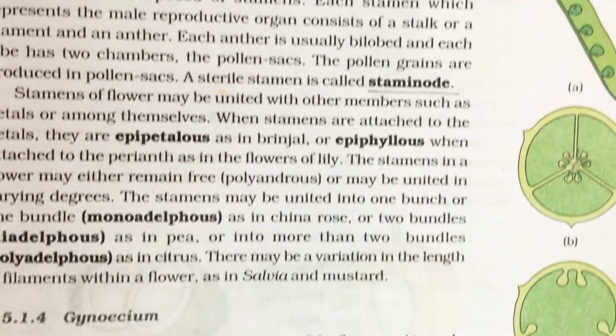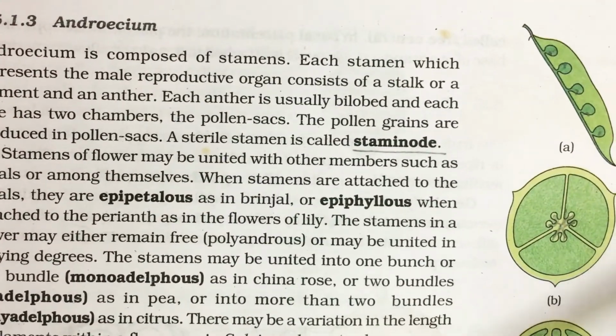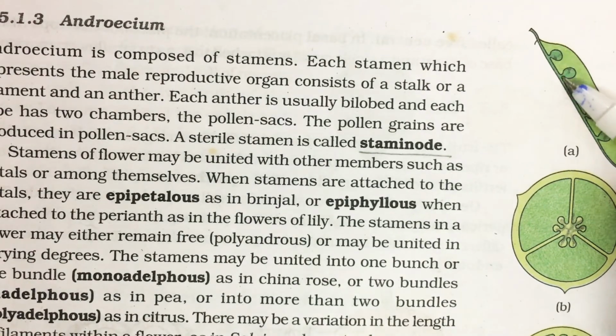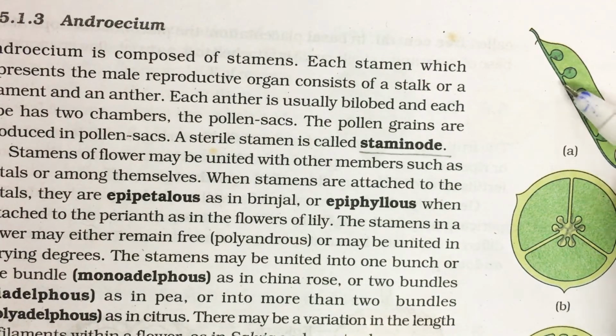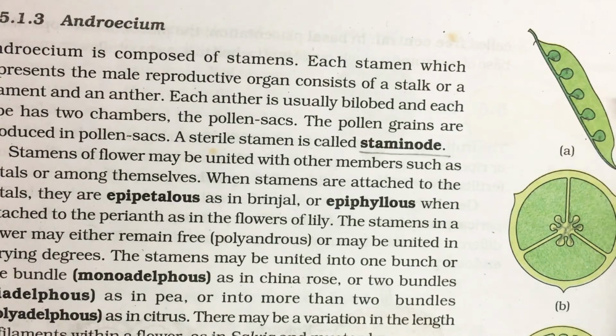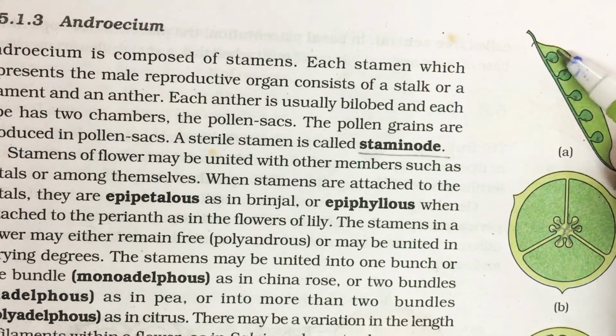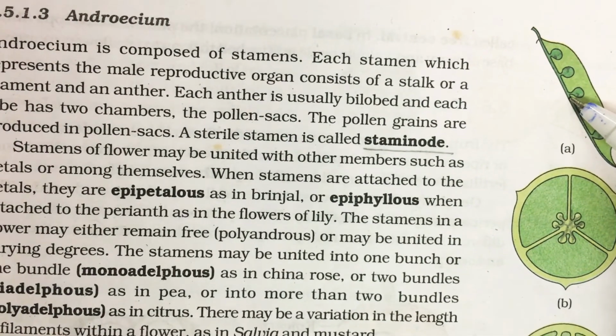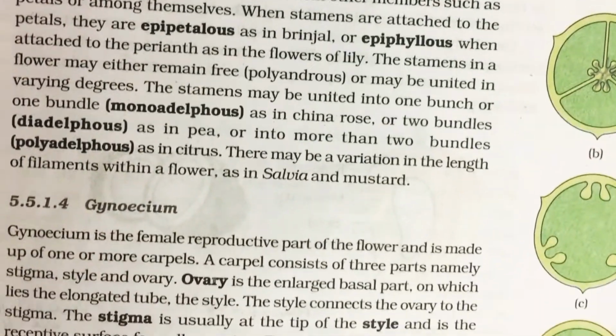As you have seen the pea plant, the ovules are present on the ventral suture. This side is ventral suture and this is the dorsal side. This side is dorsal and this is ventral. This is the example in case of pea plant.